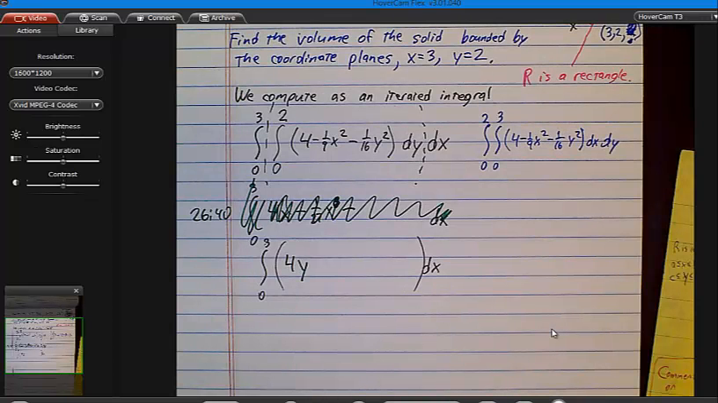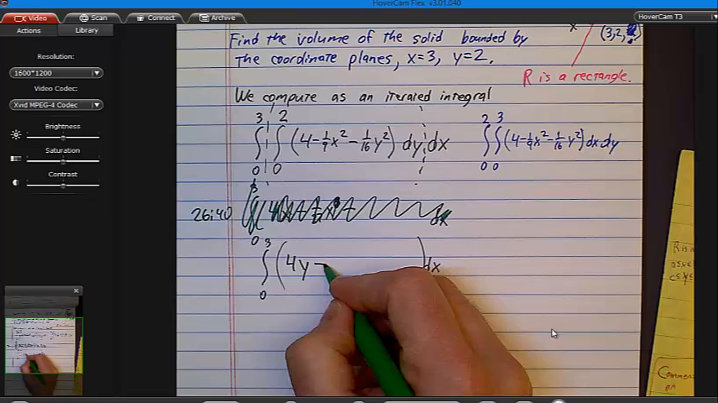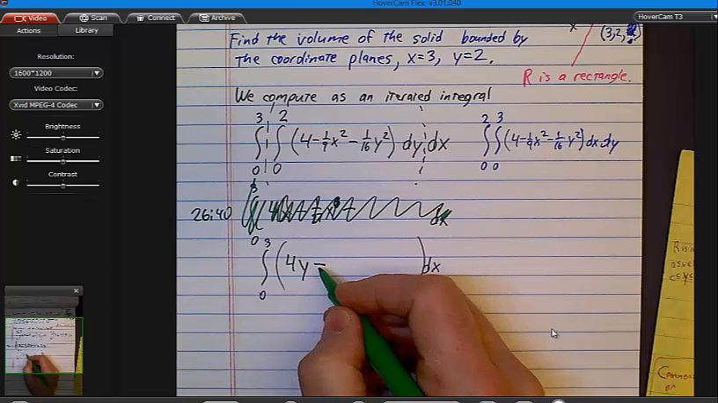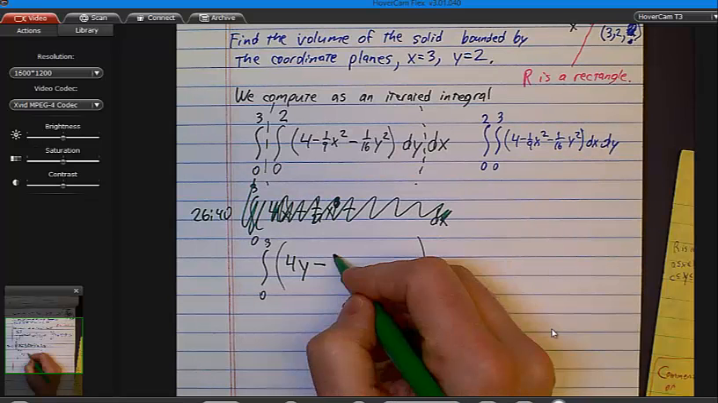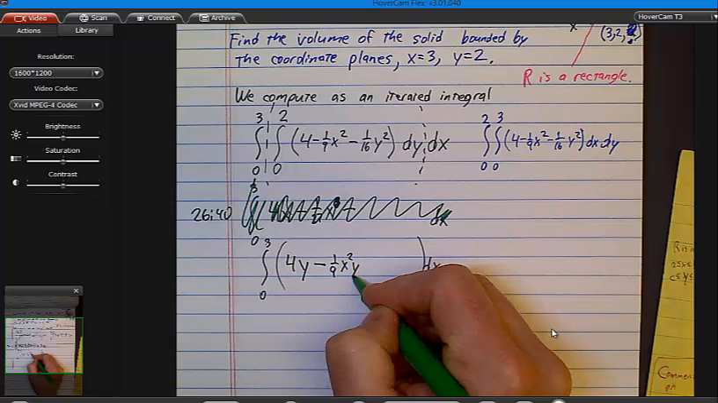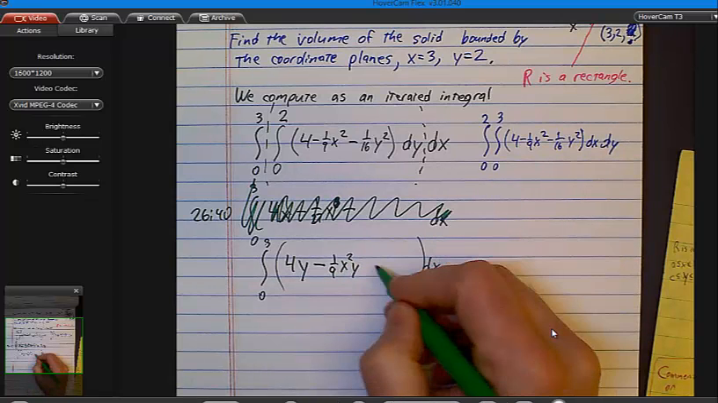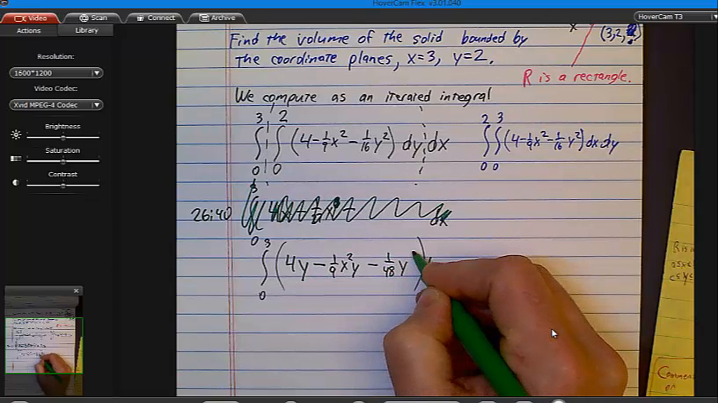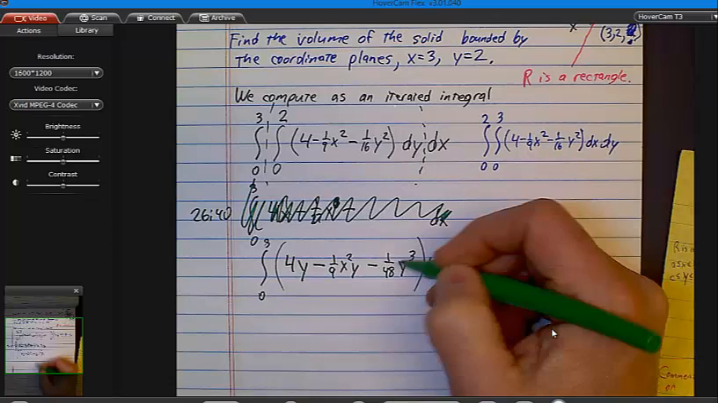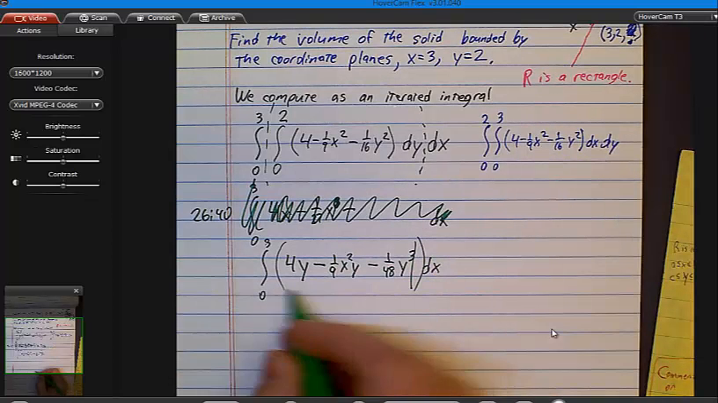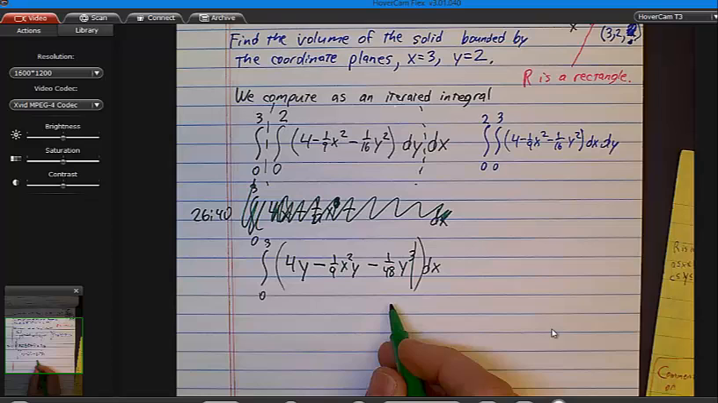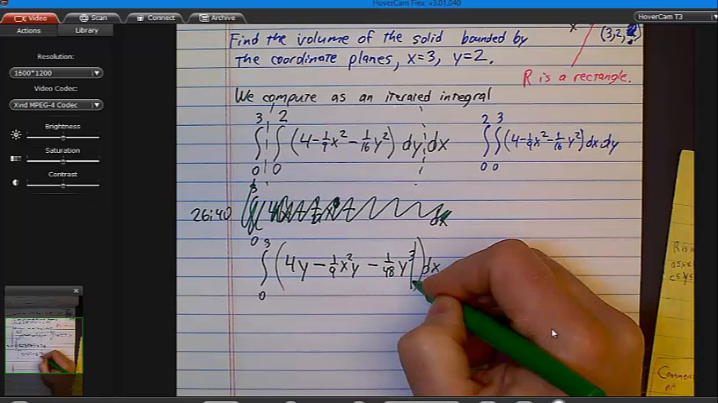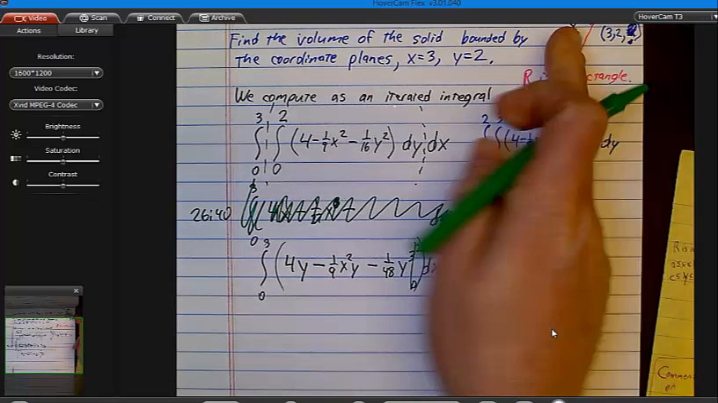So that's an interesting question. Does it matter? Anyways, 4y. I hope the answer is no. I hope it doesn't matter. Minus 1/9 x squared y. And then minus, wouldn't this be 1 over 48y cubed? Okay, and I'm evaluating the y's from y equals 0 to y equals 2, right? Because that's what we said we were doing.